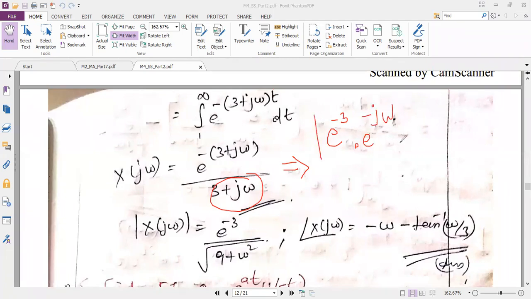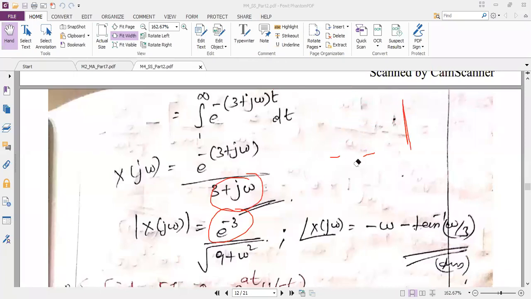Magnitude means I have to consider only the real part. So in these two terms, obviously e power minus 3 is the real part and the other term can be neglected. We cannot apply any formula for this e power term to find out the magnitude. I hope you are all understanding it. So my numerator is e power minus 3 only. Is it clear why it is only e power minus 3?